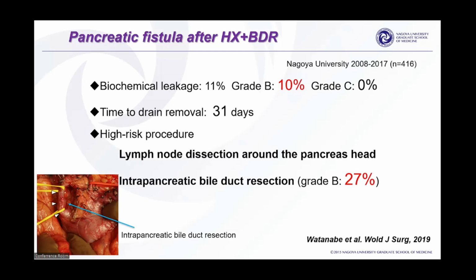Lymph node dissection around the pancreas, number 13, and intrapancreatic bile duct resection can injure pancreatic parenchyma. This leads to pancreatic fistula.